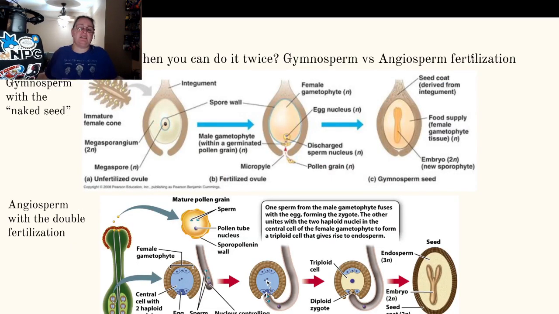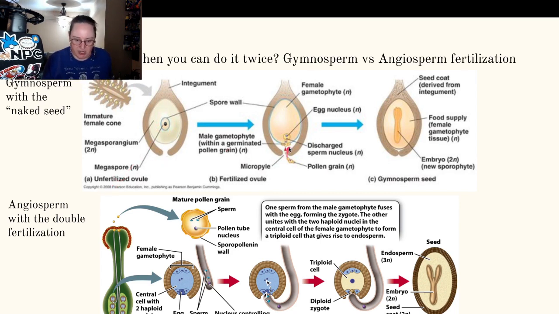Anyway, double fertilization. So, why fertilize once when you can do it twice and make food? Gymnosperms are known as the naked seeds. So pine cones and whatnot are known as naked seeds, because while they do have a seed coat that's derived from the pine cone itself, a lot of these guys only get fertilized once. The megasporangium is right there, the megaspore is in the middle. This is an unfertilized ovule right here.